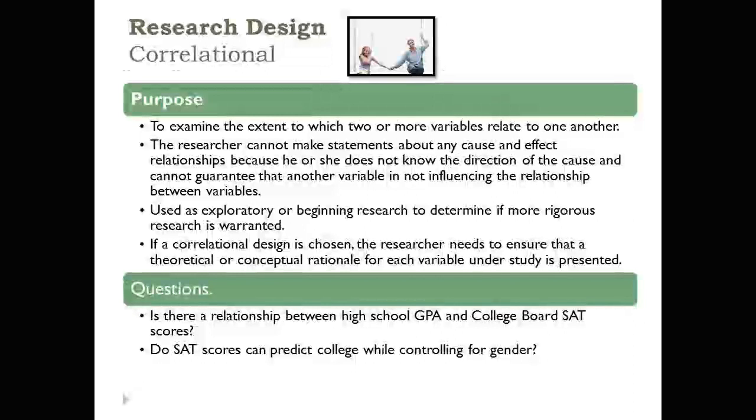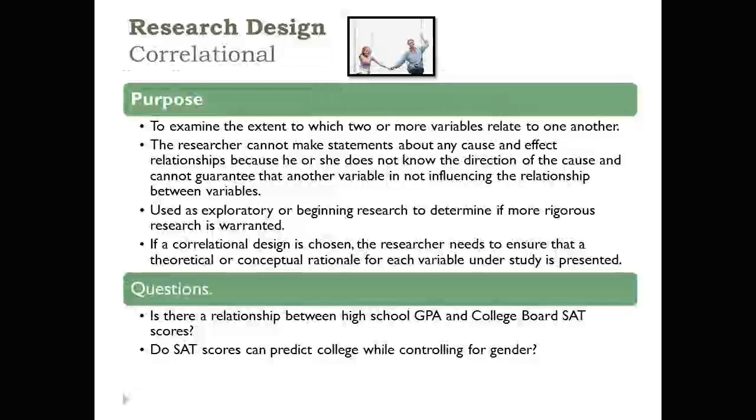And maybe I have another framework or another theory that says parental attendance at college is another important piece of the pie, so then I'm going to test that. So it's important in correlational designs that you really have a strong theoretical or conceptual rationale for every variable that you plan to study, not just ones that you think, but there needs to be research and theory that backs it up.